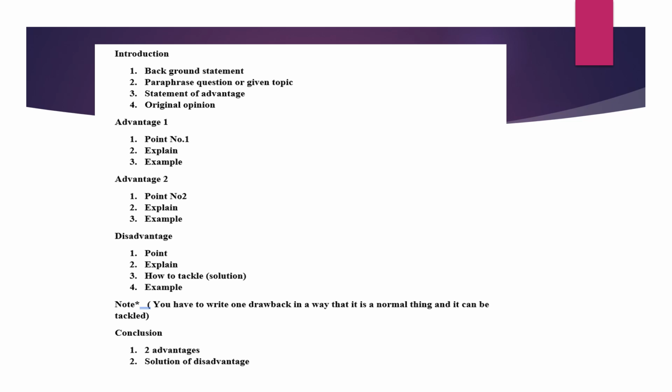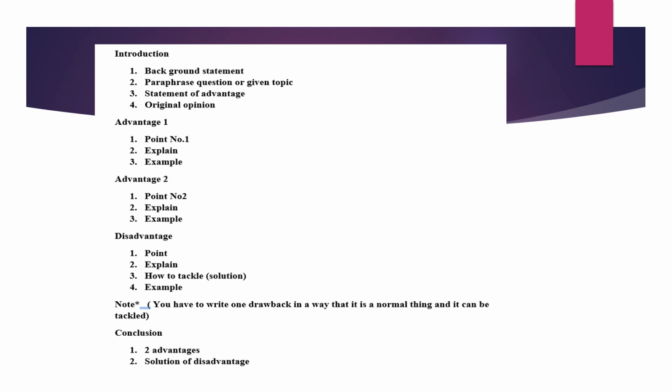For disadvantage, you need to mention the point, explain and how to tackle. You need to mention the solution for that disadvantage as well, how to combat that disadvantage and provide an example. So there's a note that you have to write one drawback in a way that it is a normal thing and it can be tackled. If the problem is there, it can be tackled, so it's not a big issue.